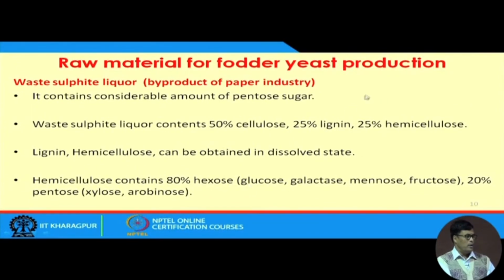Now, for the raw materials for fodder yeast production, as I told you, waste sulphite liquor is largely used, which is the byproduct of the pulp and paper industry. It contains a considerable amount of pentose sugar. Waste sulphite liquor contains 50% cellulose, 25% lignin and 25% hemicellulose. Lignin and hemicellulose can be obtained in dissolved state. The hemicellulose contains about 80% hexoses like glucose, galactose, mannose, fructose, and 20% pentoses like xylose and arabinose.